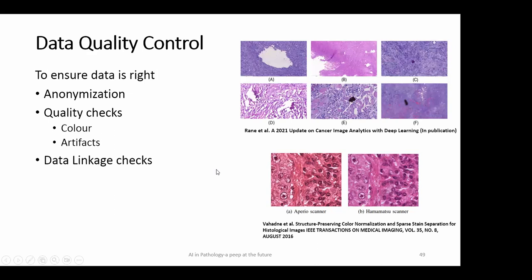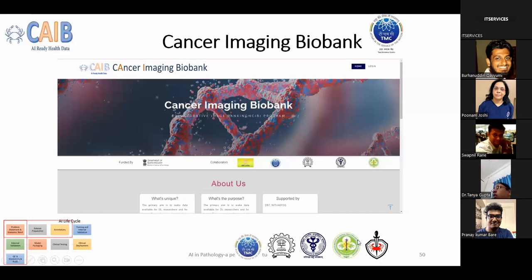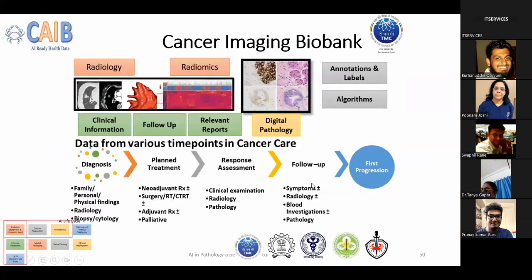They affect the outcome of the AI models. All right, so this is our flagship project that is being led at TMC, wherein we are building our own image repository of radiology and pathology images. It focuses on these areas of the AI life cycle. And we have data not just from our own patients, but also from AIIMS New Delhi, Rajiv Gandhi Cancer Center, and PGI Chandigarh. We are essentially putting in longitudinal data of at least 1,000 patients for each cancer type, for each clinical pathway.